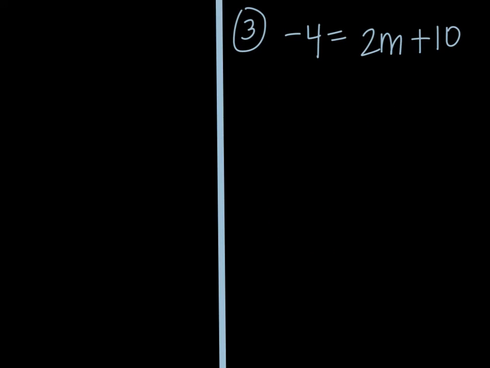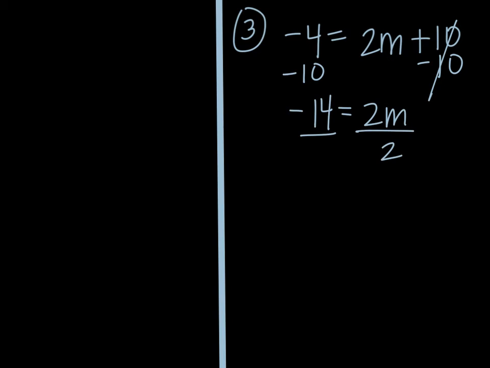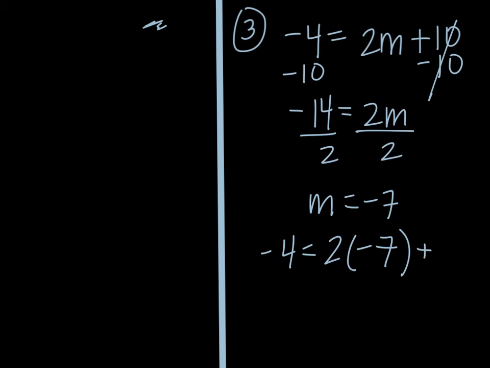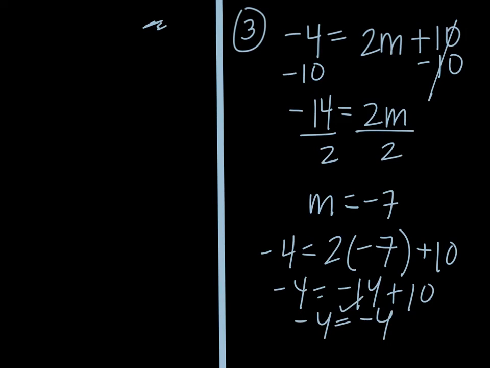Alright, number 3. This time the variable m is on the right side, so we'll start over there. We'll get rid of positive 10 by subtracting 10 from both sides. Negative 4 minus 10 is negative 14 equals 2 times m. Divide both sides by 2. Negative 7 is equal to m. Again, you could check it by plugging it back in. That's negative 14 plus 10. You do get negative 4. Both sides are equal.